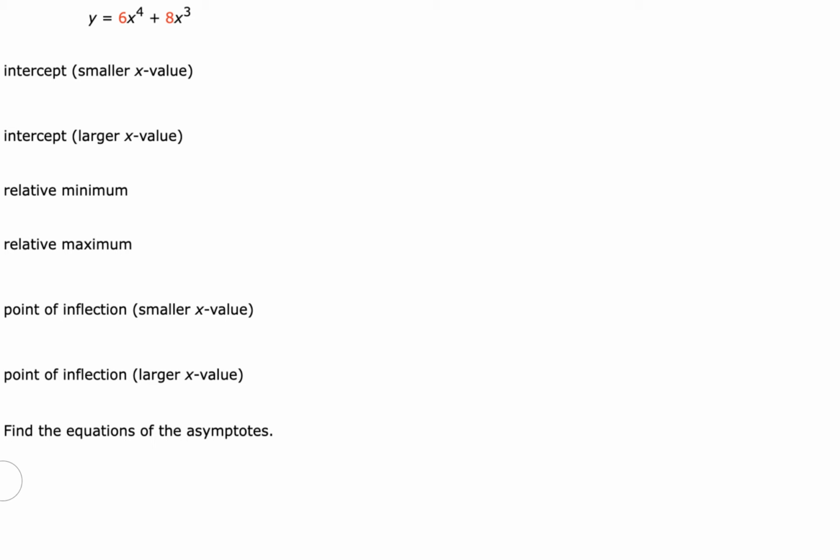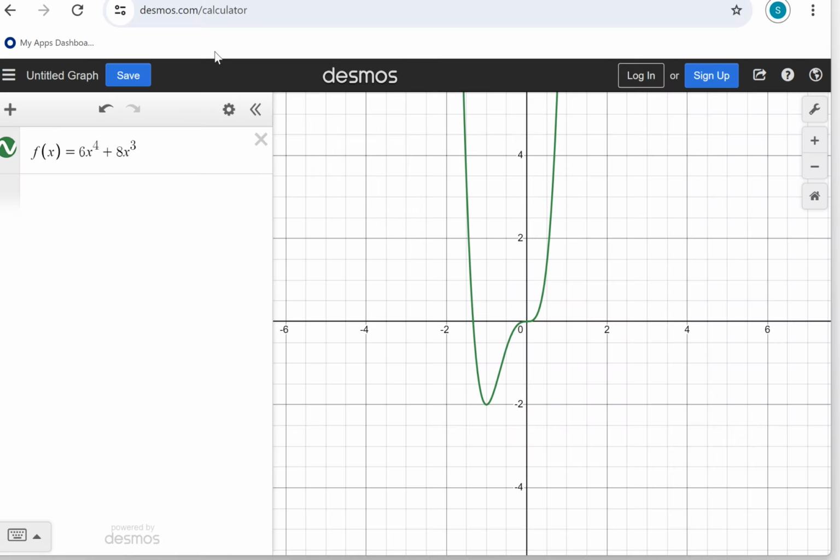Okay, so first of all, let's just graph this. So let's take our function. It says y equals, we're going to just replace that y with an f of x and graph it in Desmos. Okay, so we have graphed our function. We can look at it and we see that there are two x-intercepts. We can click on those, right? So we see there is one at this value of negative 1.33333 and 0, 0.